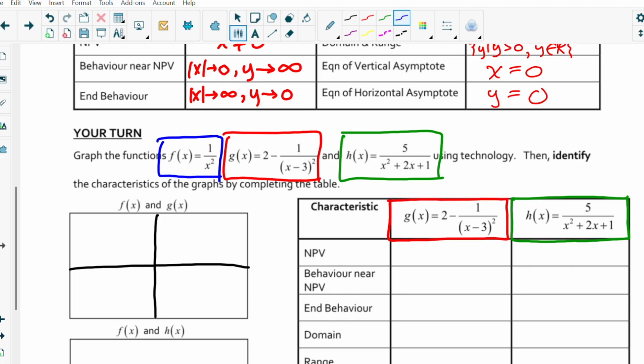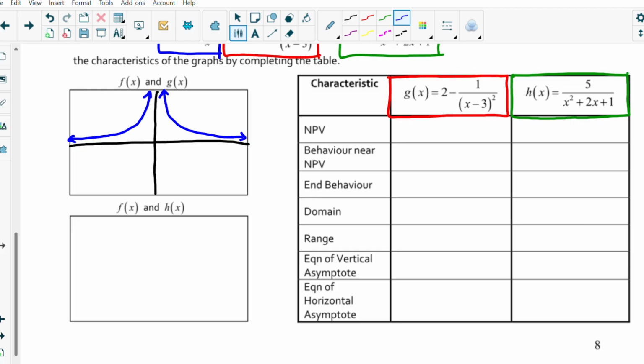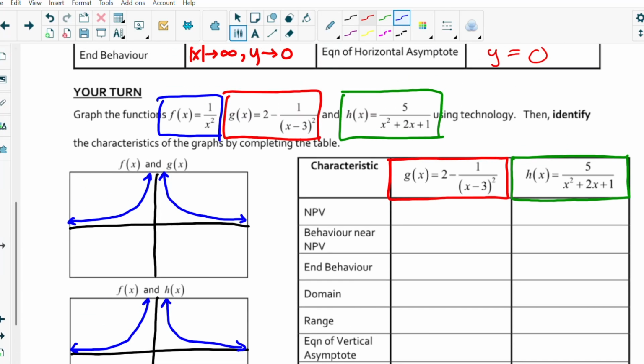All right, so first on these graphs, I'm going to graph the rational squared. So it's going to look like that. Same thing on here. I'm comparing the rational squared to g of x and h of x. So there we go.